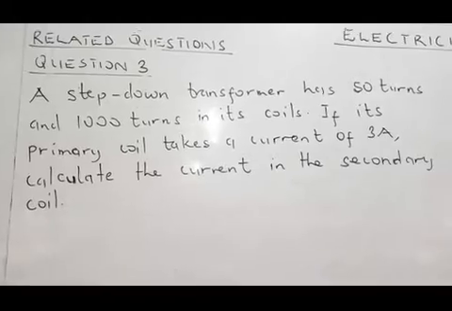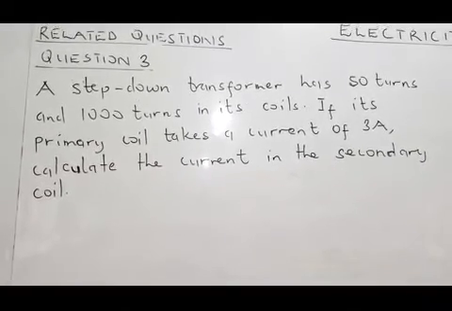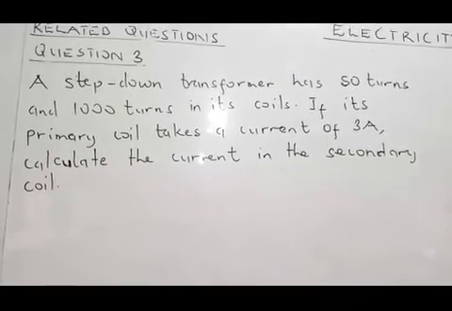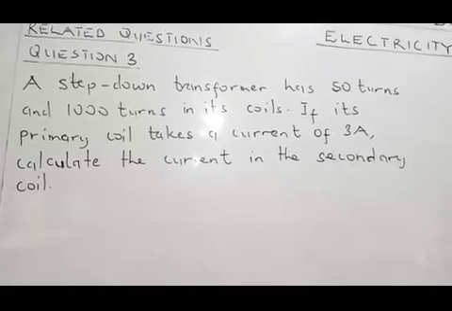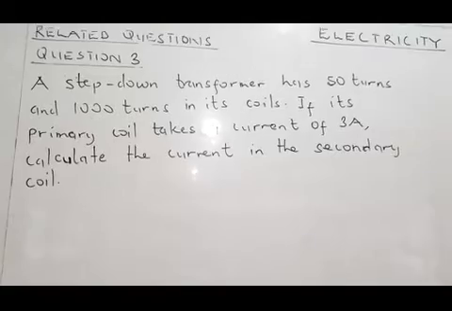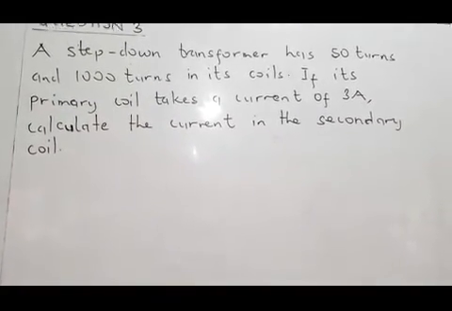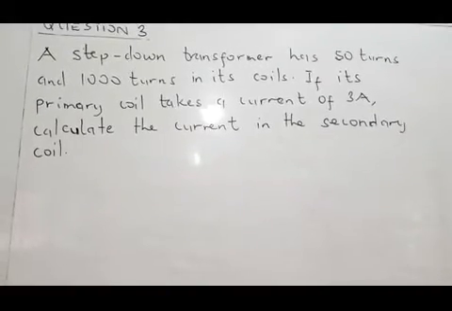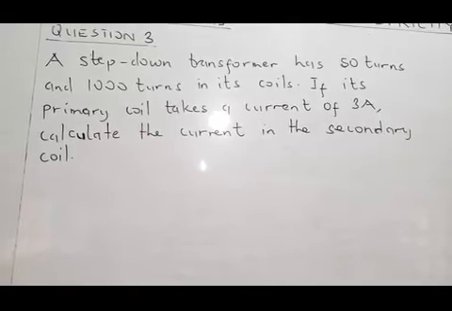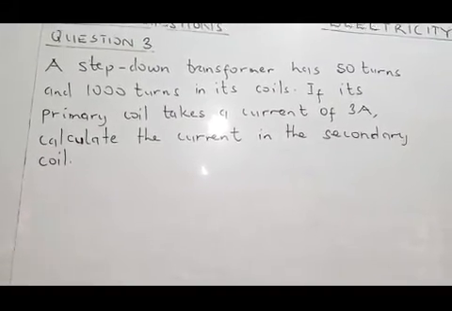Okay, so question 3 says that a step-down transformer has 50 turns and 1,000 turns in its coils. If its primary coil takes a current of 3 amperes, calculate the current in the secondary coil. Okay, so this is the question.